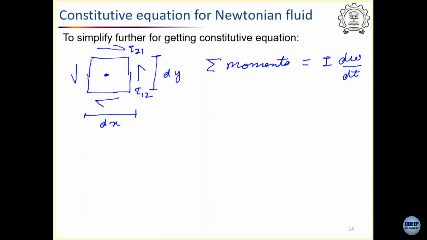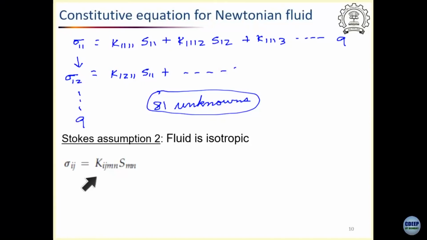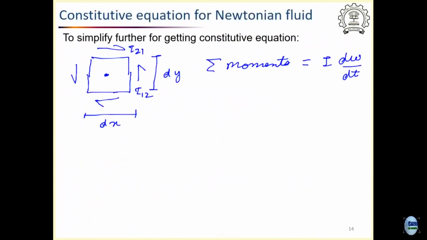And this can be proved for other directions also. I am taking the xy plane. If you take the other planes, you can prove that the stress tensor is symmetric basically. So if sigma is symmetric, how is sigma related to sigma ij equals K ijmn s mn? If this is symmetric, then K ijmn equals K jimn, is that correct?